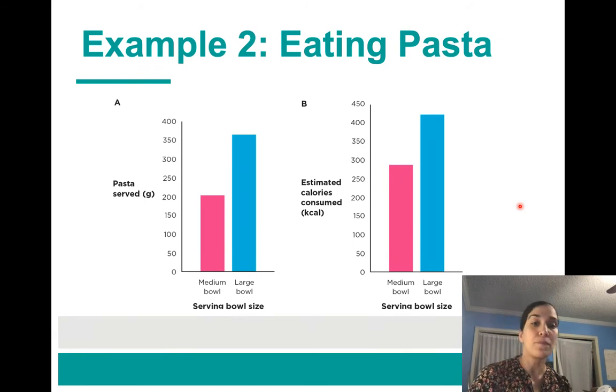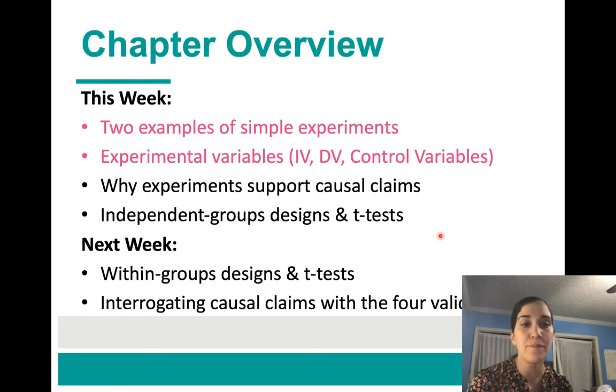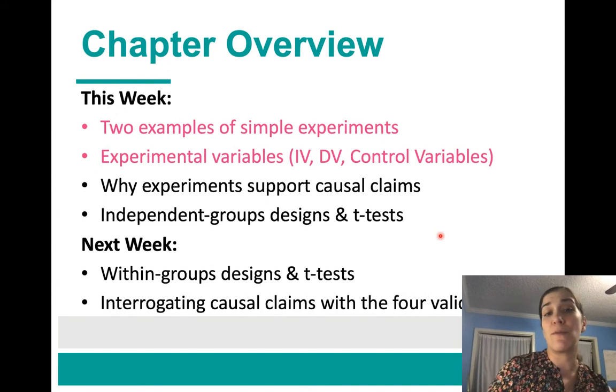Okay. And what they found is that individuals that had a medium bowl took significantly less pasta than those that had a large bowl. And this reflected in those that had a medium bowl eating significantly fewer calories than those that had a large bowl. Okay. So those are two examples of our simple experiments.